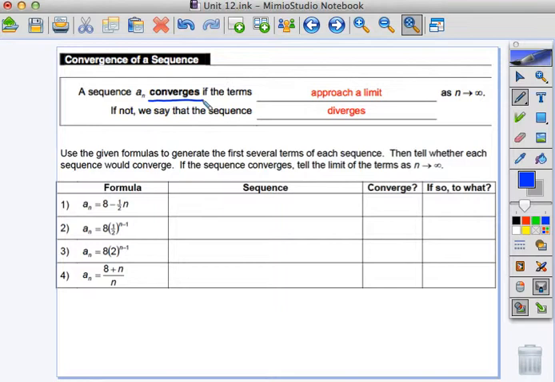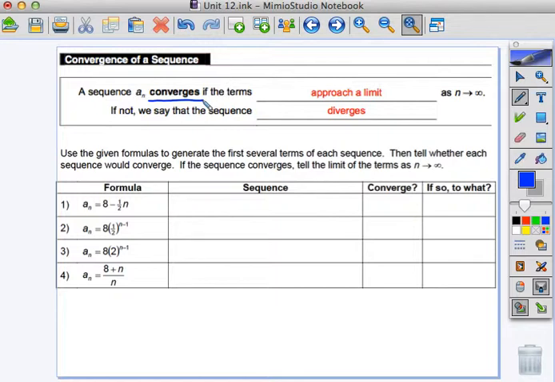All right, so a sequence a sub n converges if the terms approach a limit as n approaches positive infinity. So as n is increasing, let's say if I go all the way to the 100th term, instead of getting bigger and bigger, or smaller and smaller, I'm going to approach a limit. Okay, if not, we say that the sequence diverges. So you can either converge or diverge. If you approach a limit, you're converging. If you just keep getting bigger or smaller, then you're diverging.